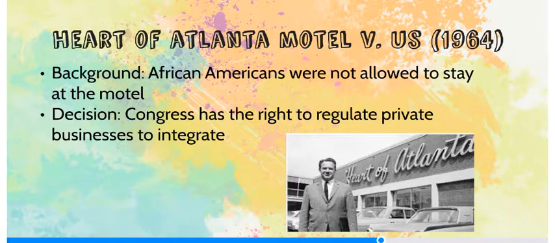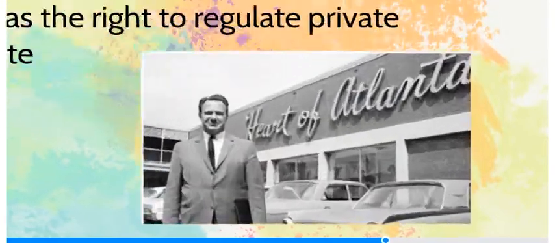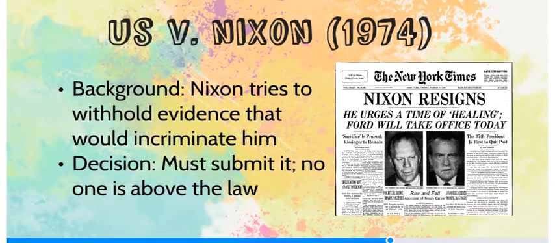Now, in 1964, the Civil Rights Act gets signed, which says that all public places must be integrated. However, he's like, well, this isn't a public place. But right in his face, the Supreme Court turns around and says Congress has the right to regulate private businesses to integrate. And this would be Amendment 14. This is this racist man in front of his racist hotel. That's no longer racist, or maybe even standing.